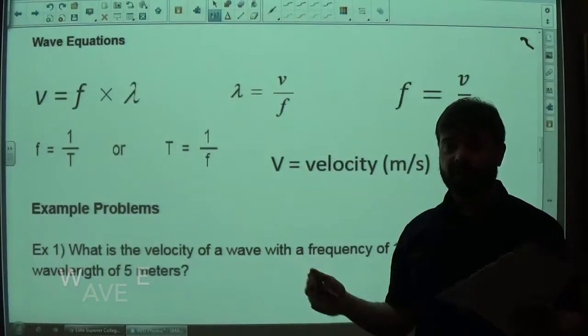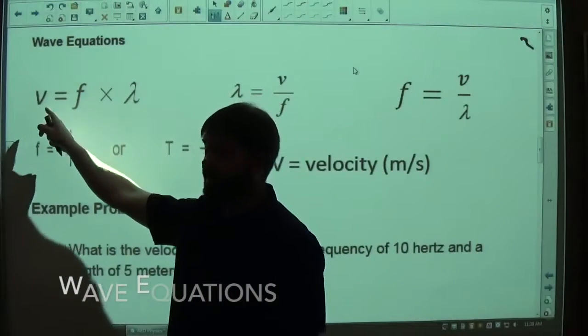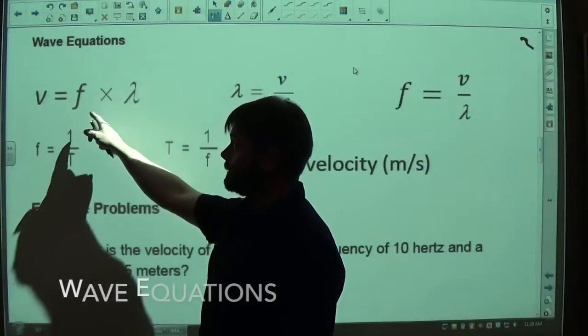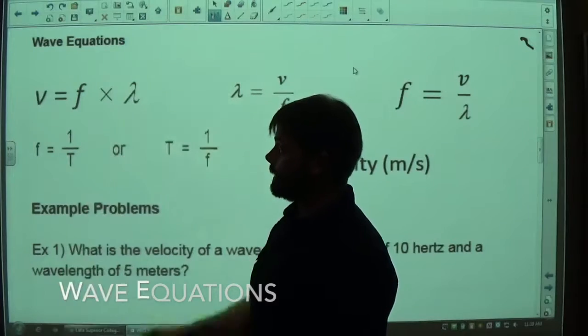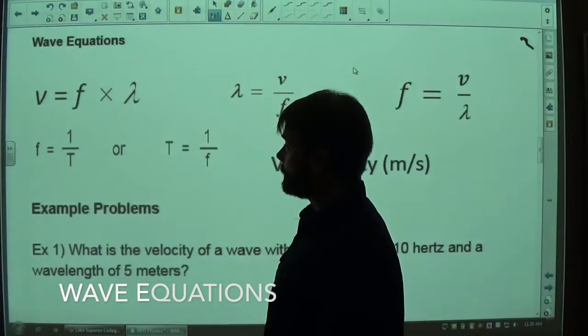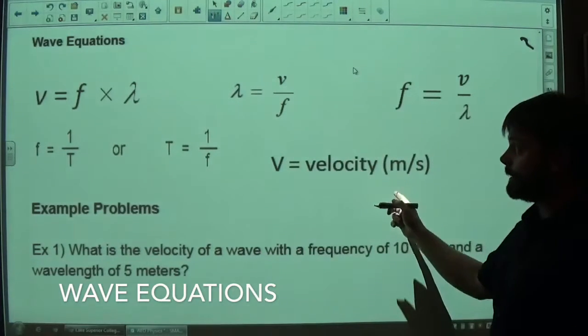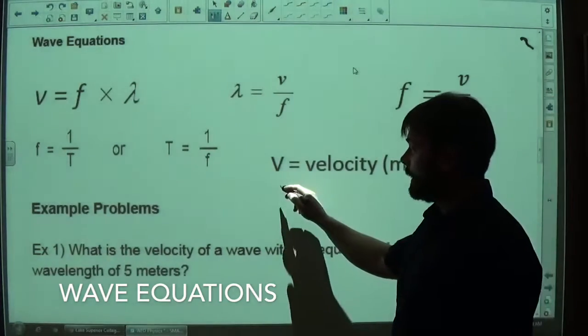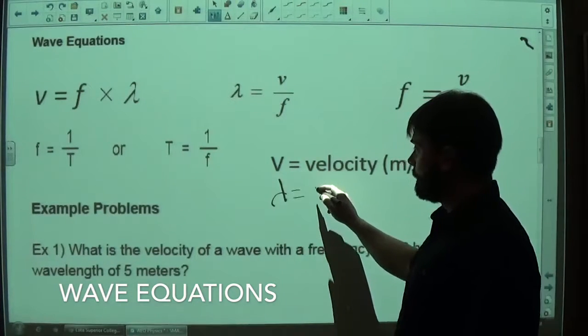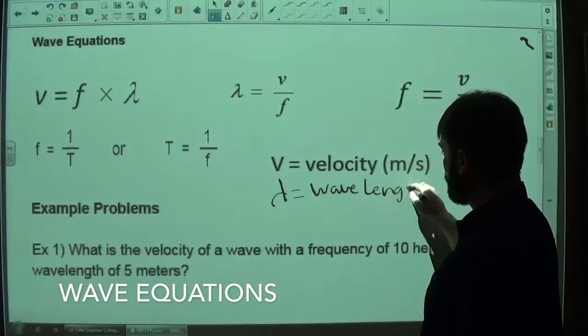So these are the basic wave equations that you are going to use. When you're looking at the different variables here, V is velocity, f is frequency, lambda is wavelength, and T stands for period. As we go through and look at some of these, we know that the velocity here is measured in meters per second. The lambda, or the wavelength, is going to be measured in meters.